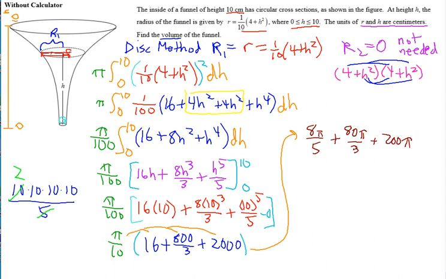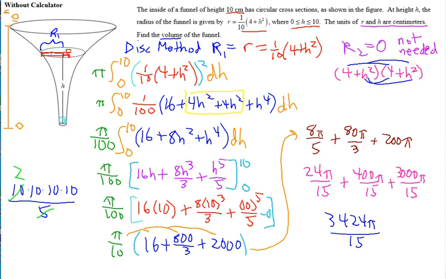And then you can just get a common denominator of 15. So multiply this one by 3, that'd be 24 pi over 15, plus multiply this one by 5, that'd be 400 pi over 15, and multiply this one by 15. Well, 15 times 2 is 30, and then add the 2 zeros, so 3,000 pi over 15. And then add those up. You end up with 3,424 pi over 15.